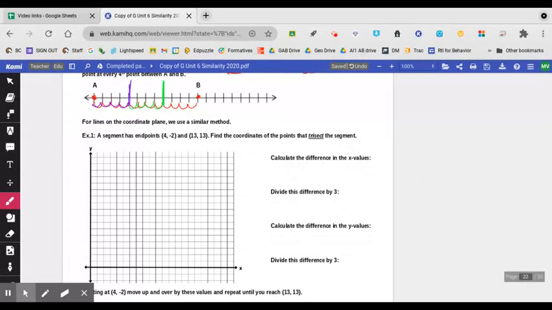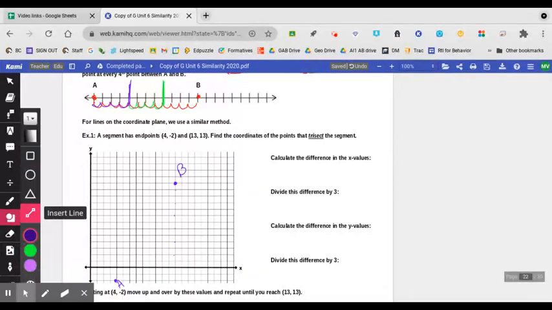So we start by plotting the points. So 4, -2, and I'm going to call that A. And then B is 13, 13. And B. So there's our point. I'm going to connect it with a line. And what we want to do is trisect that. So we want to find the 3 parts.